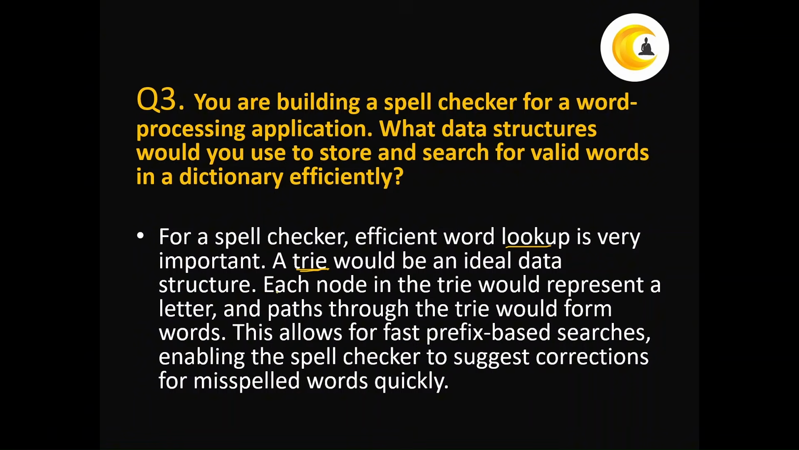So this is a little more explanation about the trie: each node in a trie would represent a letter, and the path through the trie would form words. This allows fast prefix-based searches, enabling a spell checker to suggest corrections for misspelled words quickly. So what data structure for a spell checker? Undoubtedly, it's a trie.